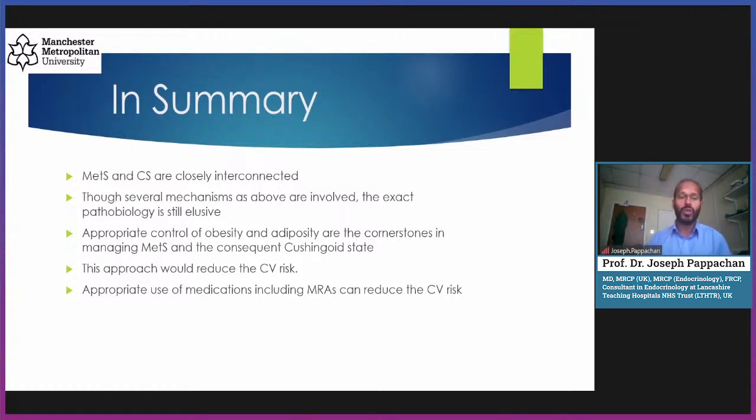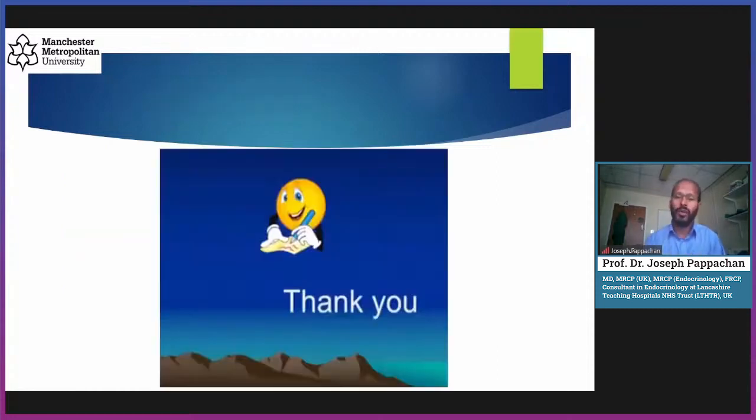This approach should help to improve the cardiovascular risk, and appropriate use of medications, including mineralocorticoid antagonists, aldosterone synthesis inhibitors, enzyme inhibitors, and appropriate treatment of obesity should help us to address the huge cardiovascular risk related to metabolic syndrome. Thank you.